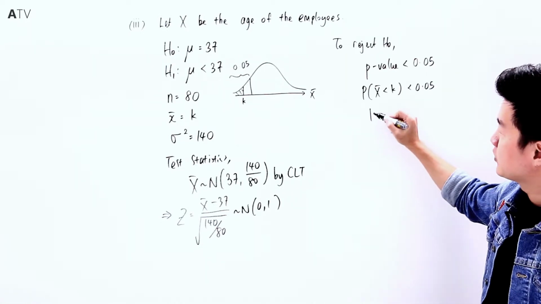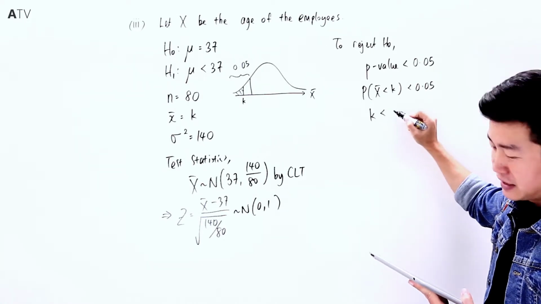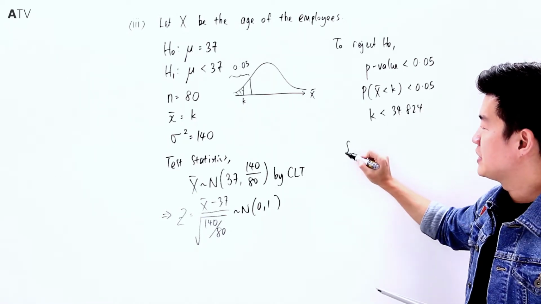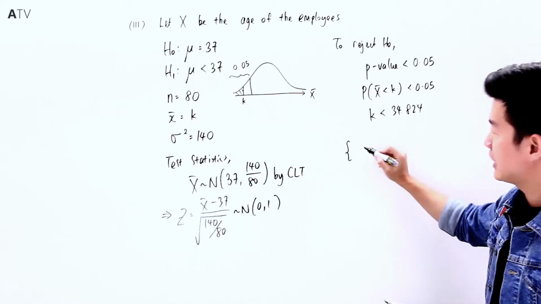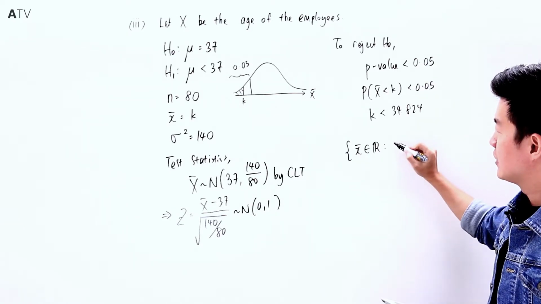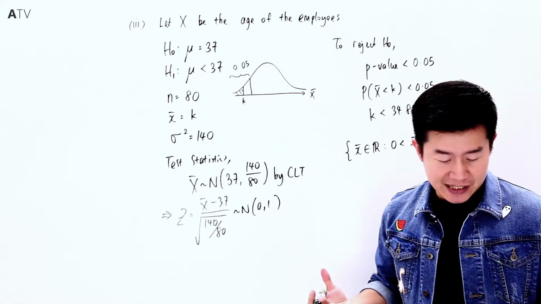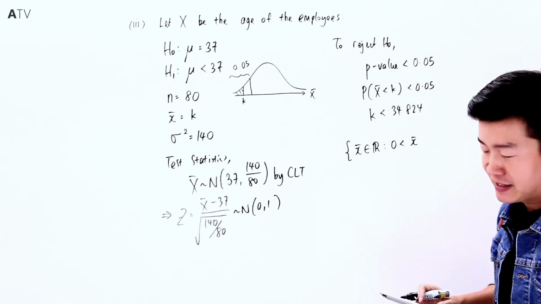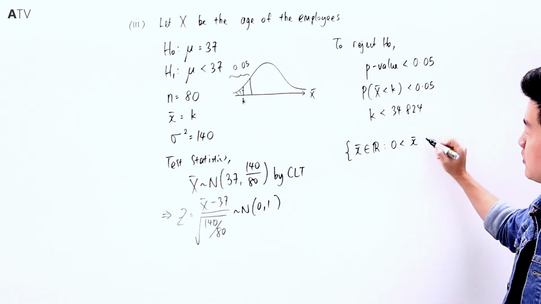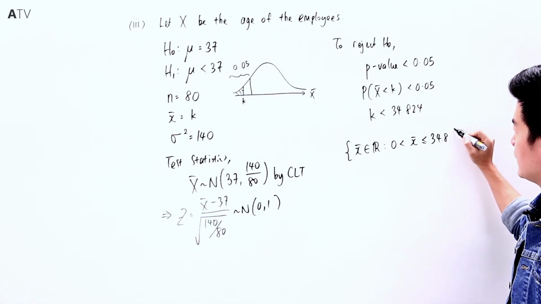If I were to press this into my calculator, I'll get a range of values for k. K is going to be less than 34.824, which means the set of values that x bar can take will be from 0, since x bar is the mean age, it cannot be less than 0. And since we are going to round off to a value that is smaller, I'm going to let this be less than or equal to 34.8 to 3 significant figures.